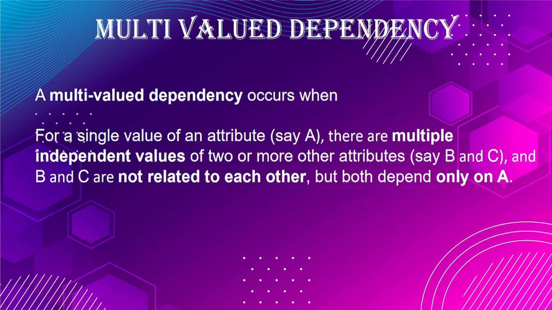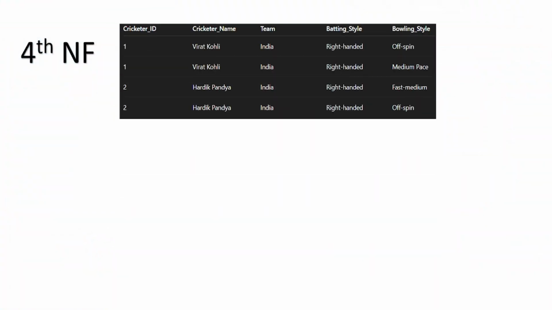So let's understand fourth normal form with an example. Here guys, I have taken one table with a cricketer example. If I talk about cricketer ID 1 guys, whose name is Virat Kohli, he's a part of the Indian team and he's a right-handed batsman as well as he can also do off-spin bowling. If I talk about the next record, again we have Virat Kohli. The reason is that he can also do right-handed batting as well as medium pacer bowling. So for this entity guys, we have two different bowling styles. In a similar way, if I talk about Hardik Pandya, he also has two different bowling styles. That means one column depends on two attributes. That is called multi-value dependency.